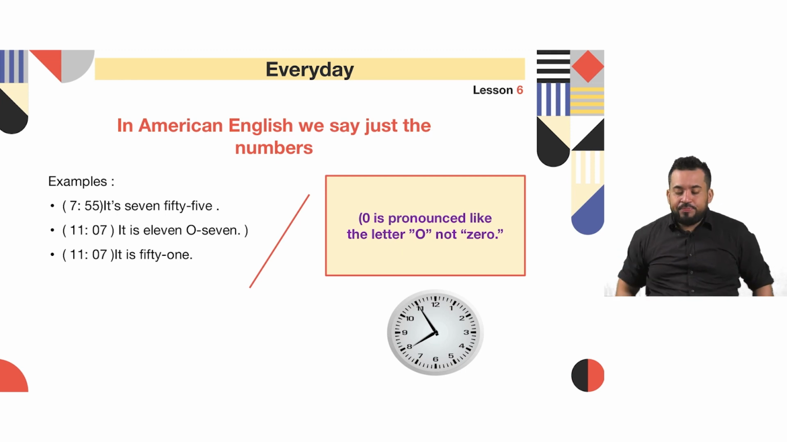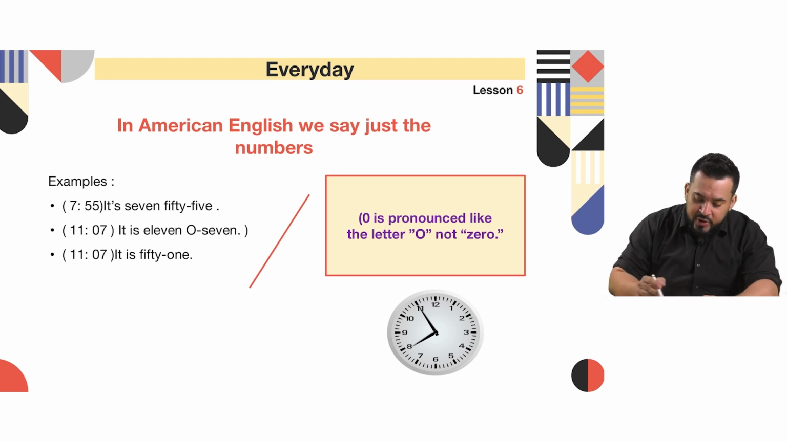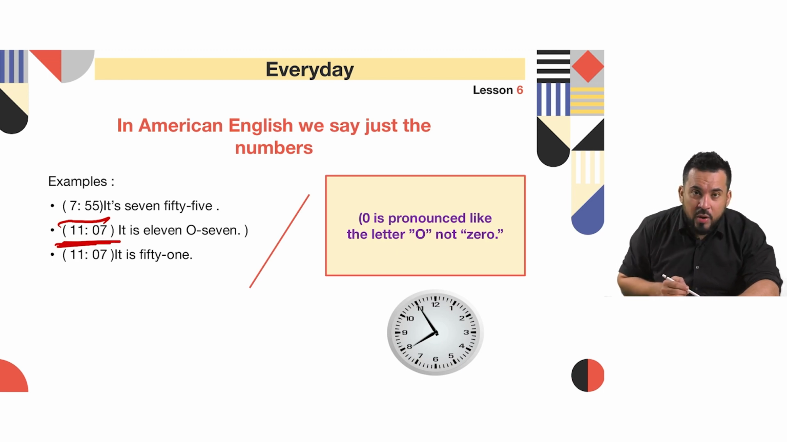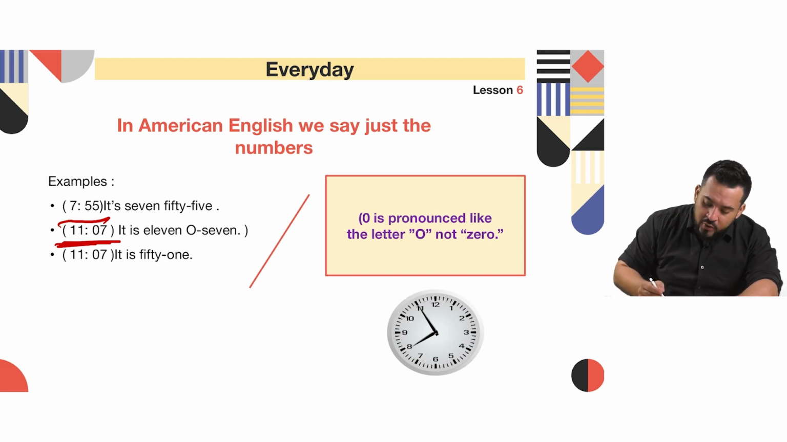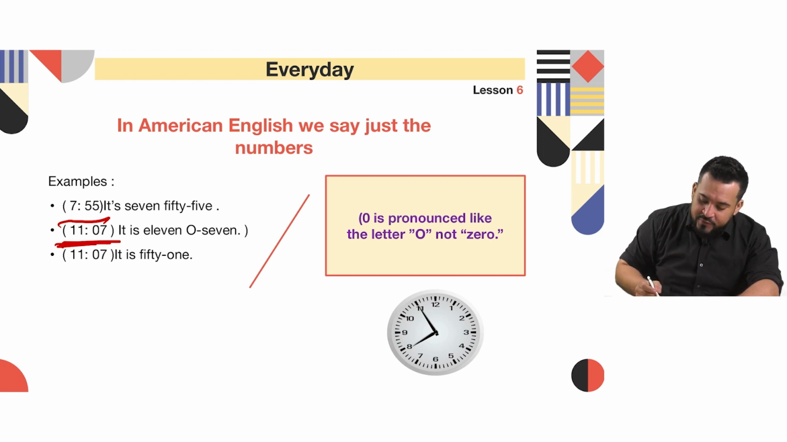Okay, so examples about the American way now. We're talking about the American way. So this is 7:55. We already said that. But how do we read this clock if it has a 0? If it has a 0, we always say O, okay? It's 11:07.